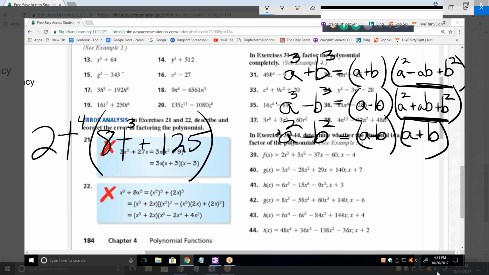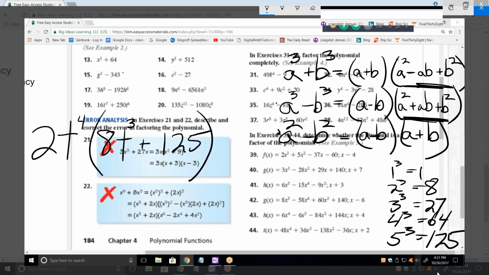Now, you have to be able to recognize perfect cube numbers. In other words, this looks like it could be the sum of perfect cubes. The question is, is 8 a perfect cube number and is 125 a perfect cube number? Over here on the right, I'm going to write perfect cube numbers. With me? Yes.